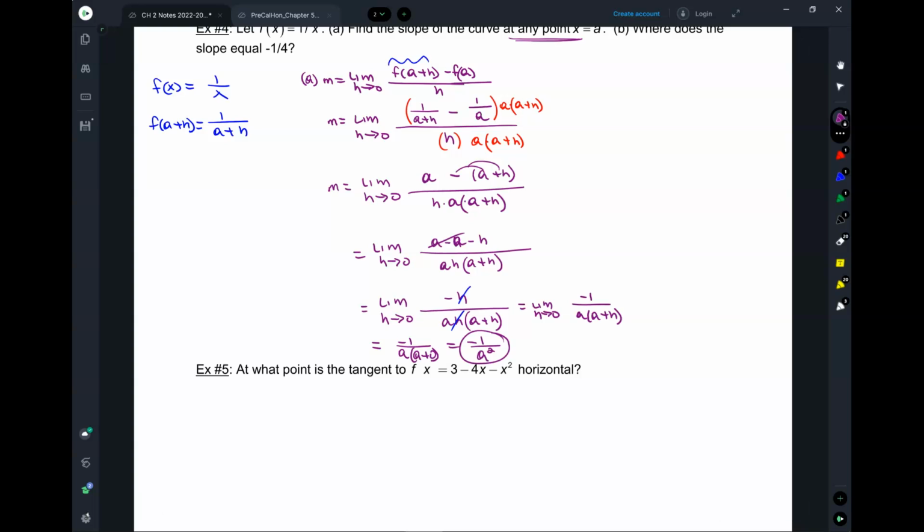Wait, doesn't 0 become an a value? No, it's h approaches 0, so it goes to h. Oh, so it becomes a times a, which is a squared.